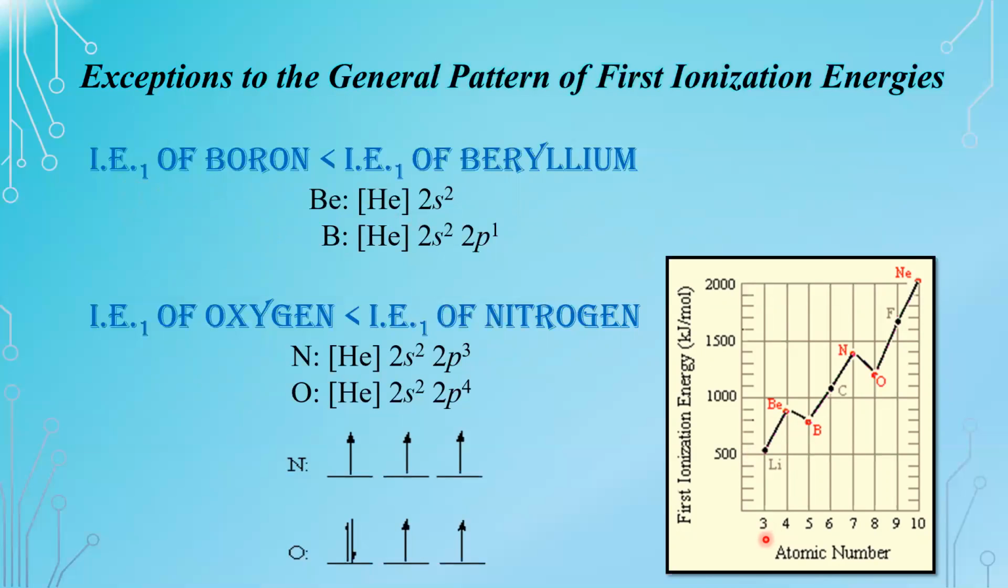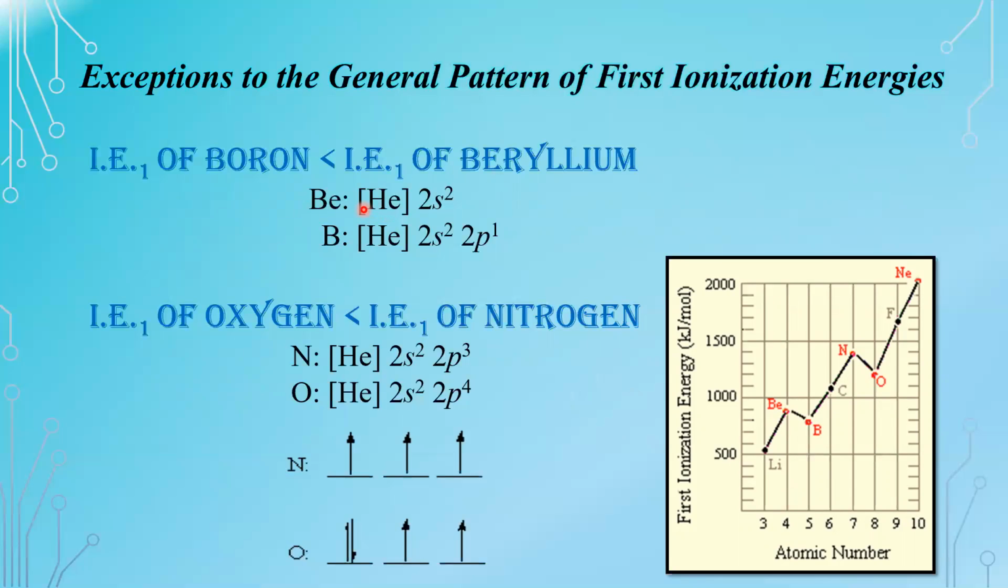Here you can see the graph that I have given to you. That is the first ionization energy versus the atomic number. As you can see, lithium has a lower atomic number, so it has less ionization potential, whereas beryllium has a higher atomic number and more ionization potential. So in that same order, boron should also have more ionization potential than beryllium, but it is not so. Now we will check why it is not so.